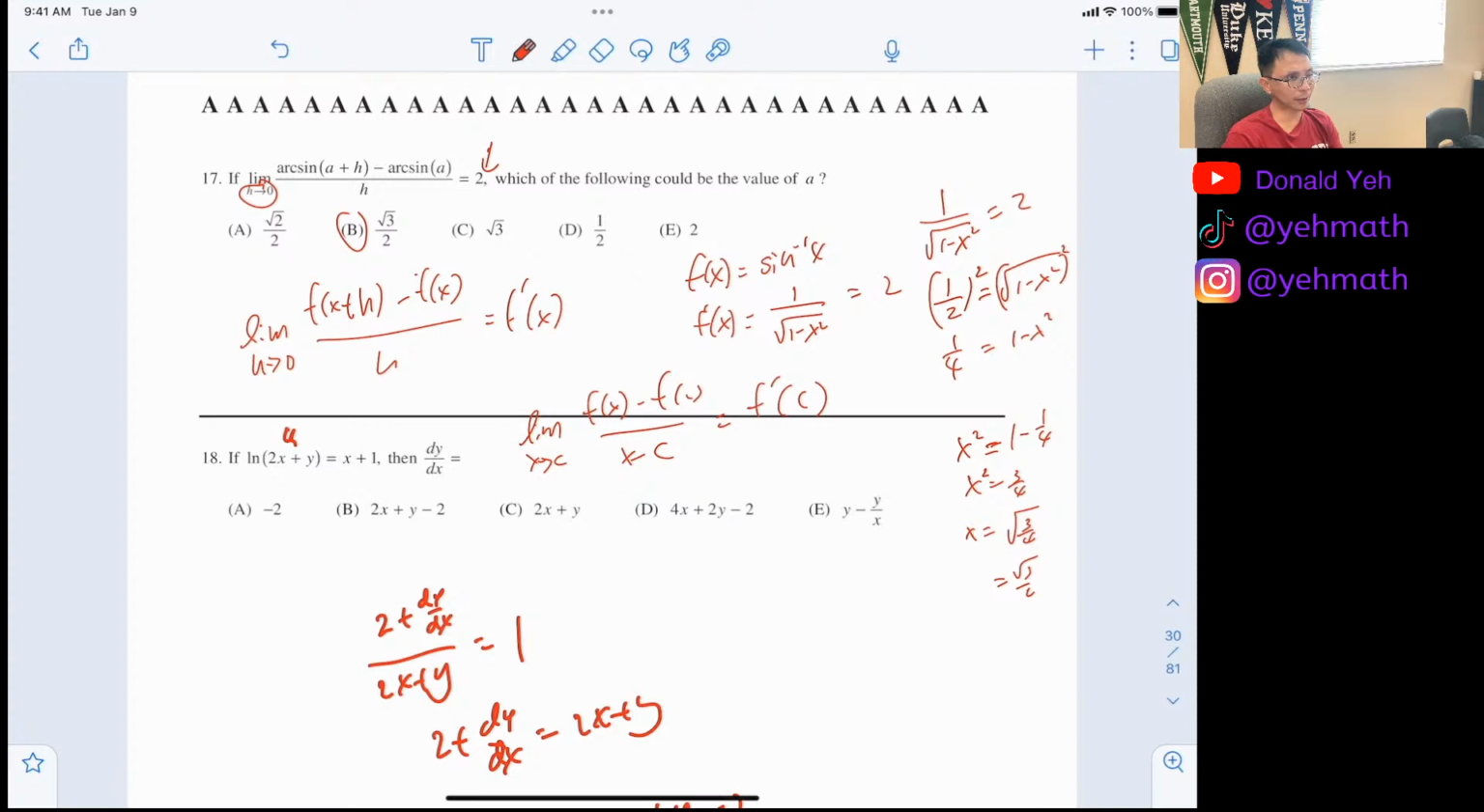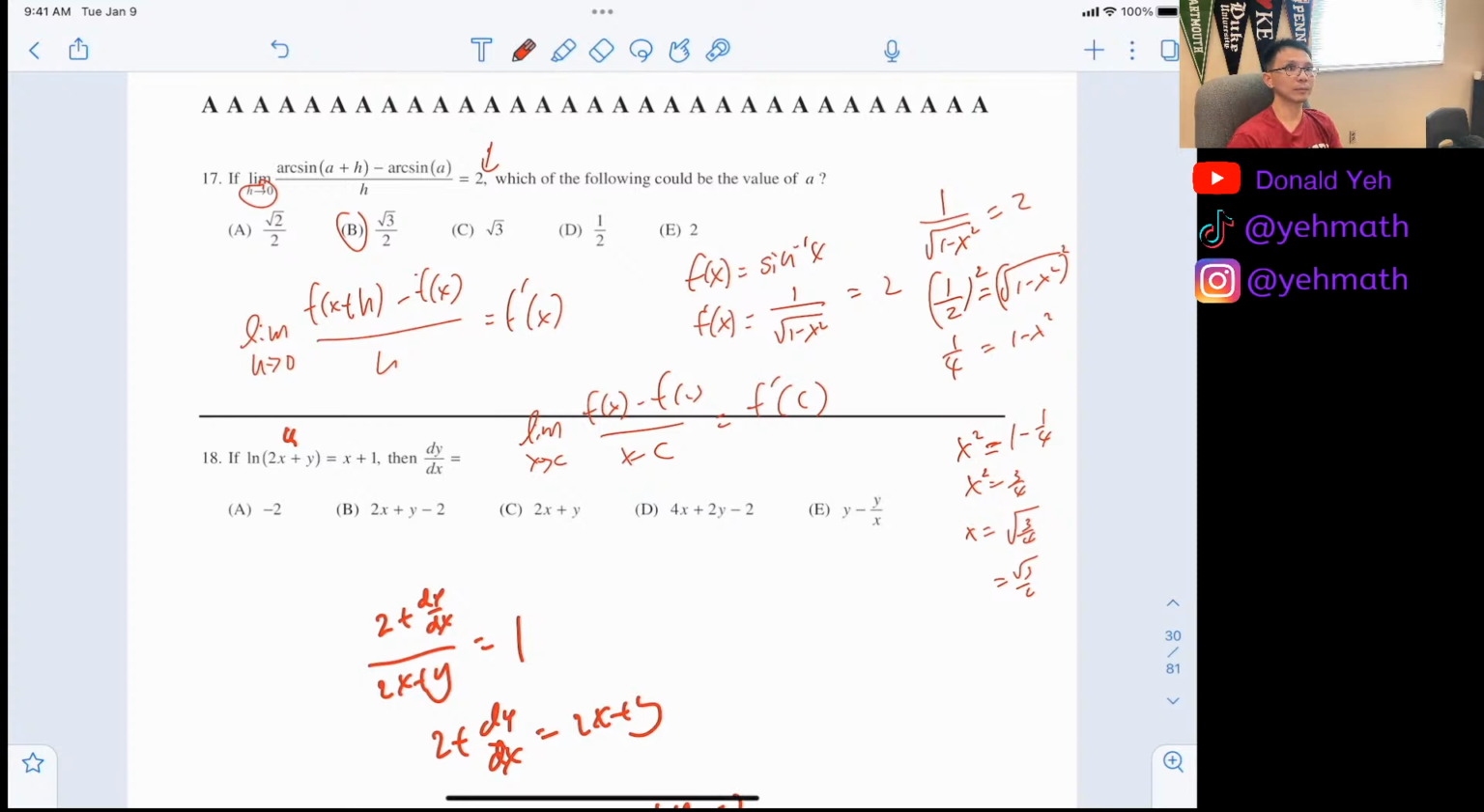Now, this is a good question. All the questions you asked just now are S tier questions. That means you have to get those right, because that's the most common question. Now, 17 is a little bit more difficult because the algebra is difficult, not the calculus.